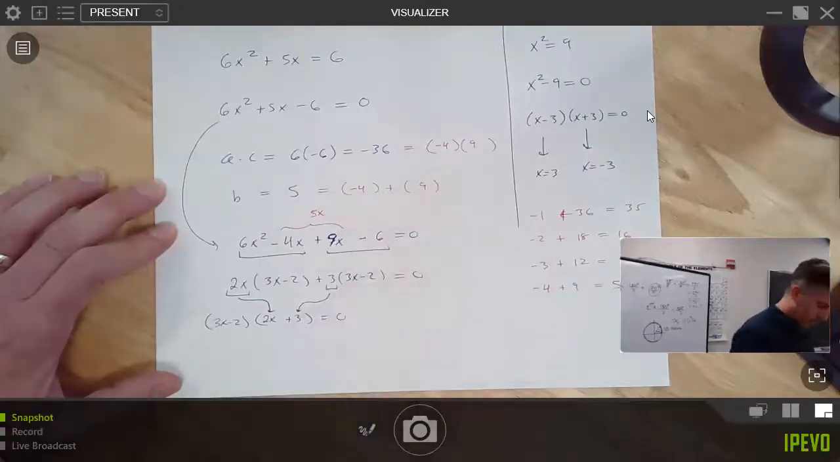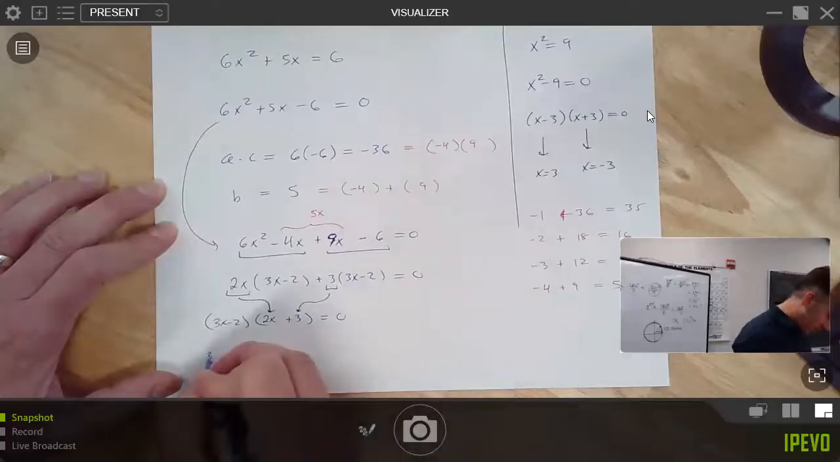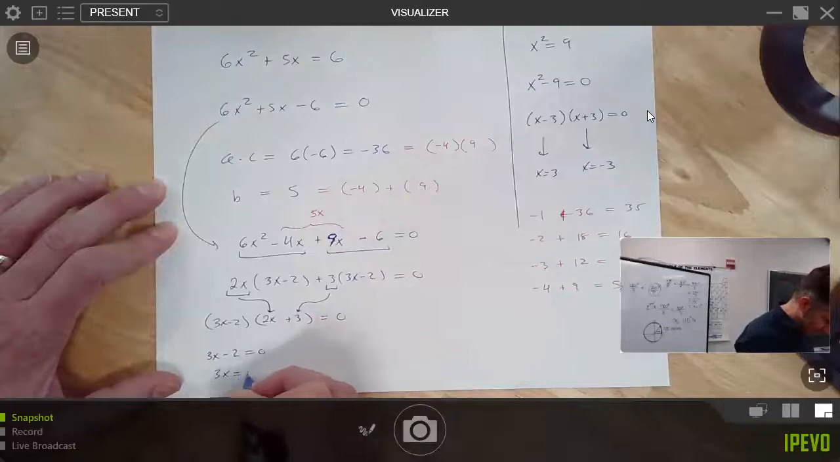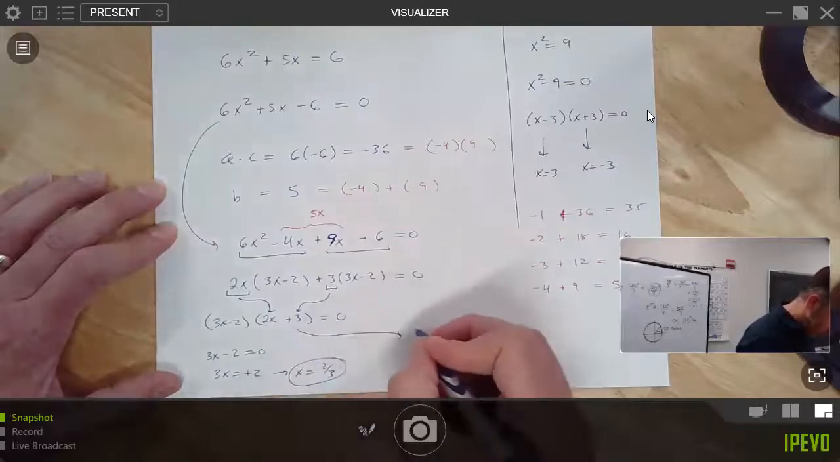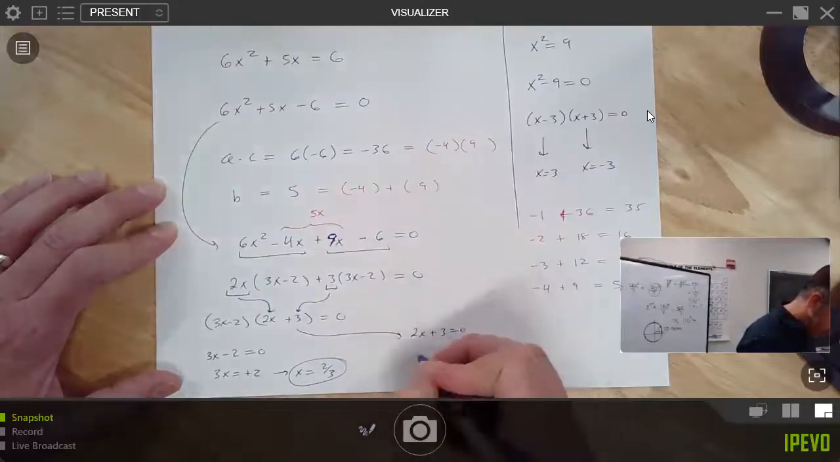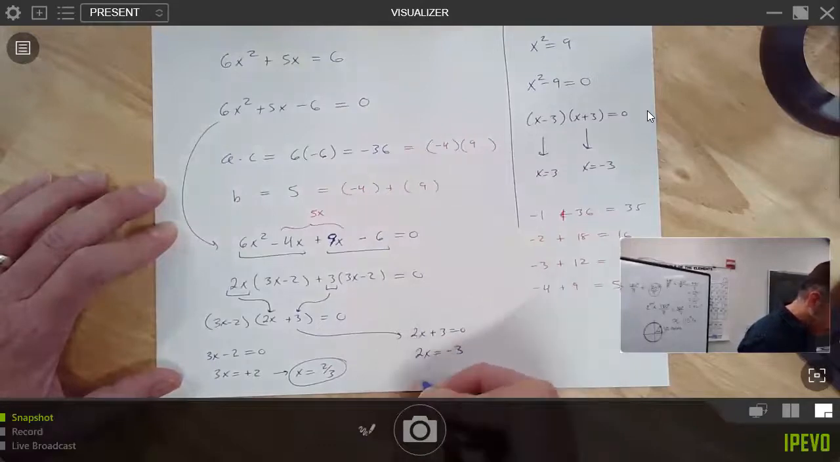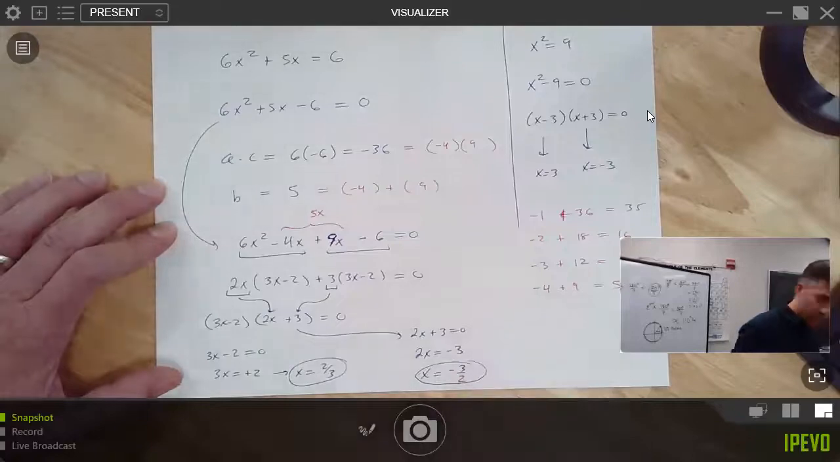Still equal to 0. So then I either get 3x minus 2 equal to 0, which means 3x equals positive 2, which means x equals positive 2/3, or 2x plus 3 equal to 0, which means 2x equals negative 3, which means x equals negative 3/2. And those are my two solutions.